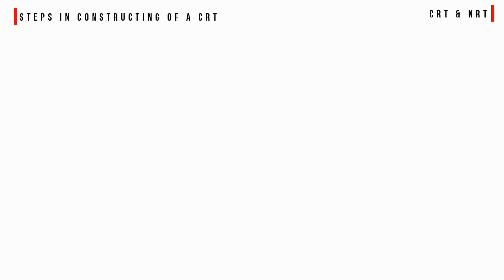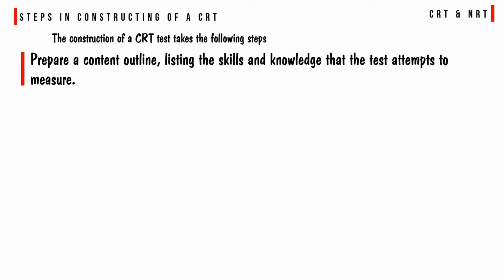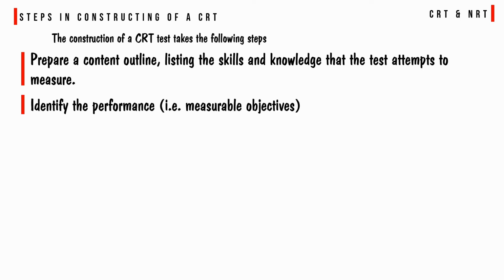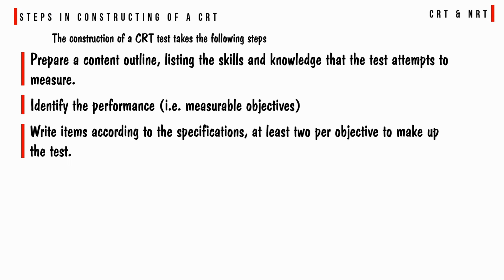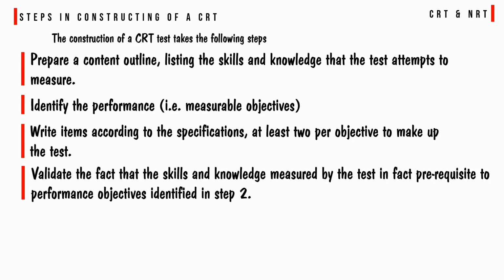Steps in constructing a criterion-referenced test. The construction of a CRT takes the following steps. Prepare a content outline listing the skills and knowledge that the test attempts to measure. Identify the performance, that is, measurable objectives. Write items according to the specification, at least 2 per objective, to make up the test.